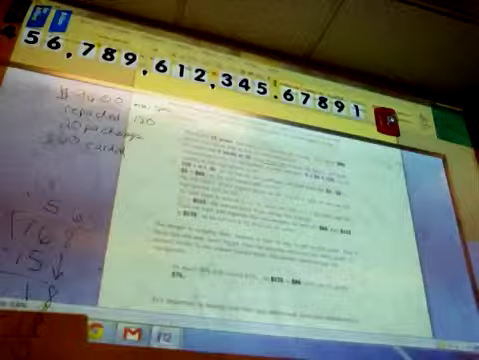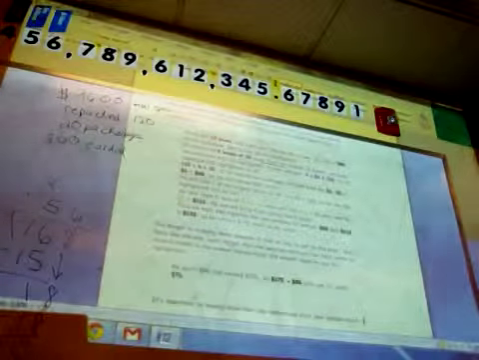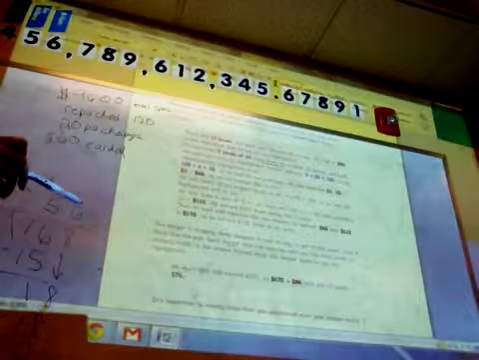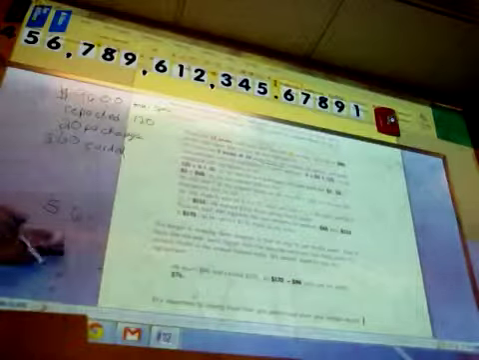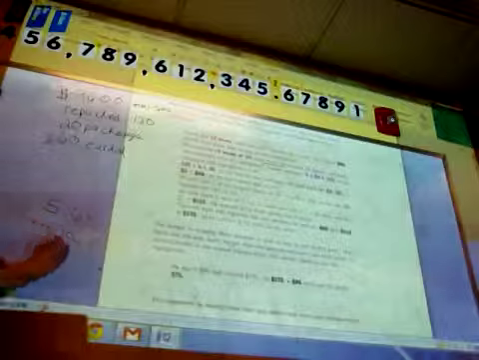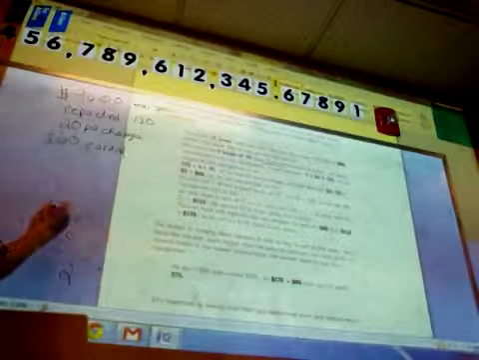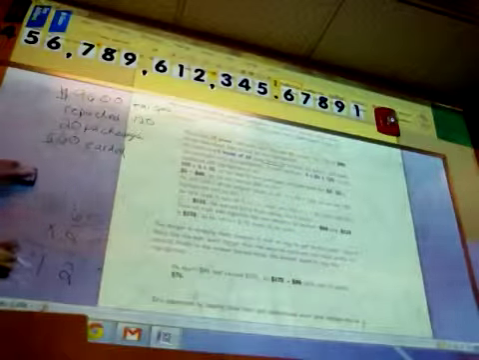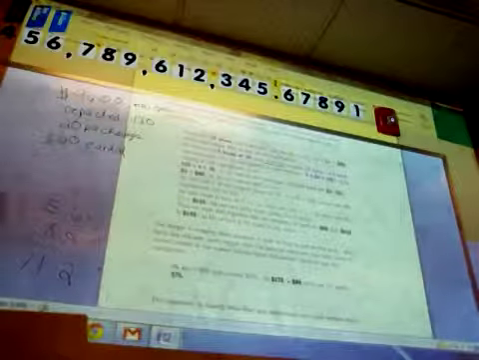So I know he's going to sell them for how much? He told us back in our problem. $2 each set. So now what do I have to do? I could add $2 56 times, or I could multiply. 6 times 2 is 12. 2 times 5 is 10 plus 1. So, how much money will he make when he sells those? $112.